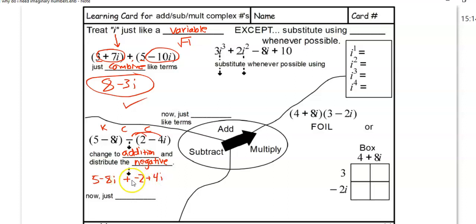Once you've changed it to addition and distributed that negative to everything in the back end, you can just add like terms. Now you just add 5 and a -2, that's 3. Negative 8i, positive 4i, that's negative 4i. That's my answer to that one.